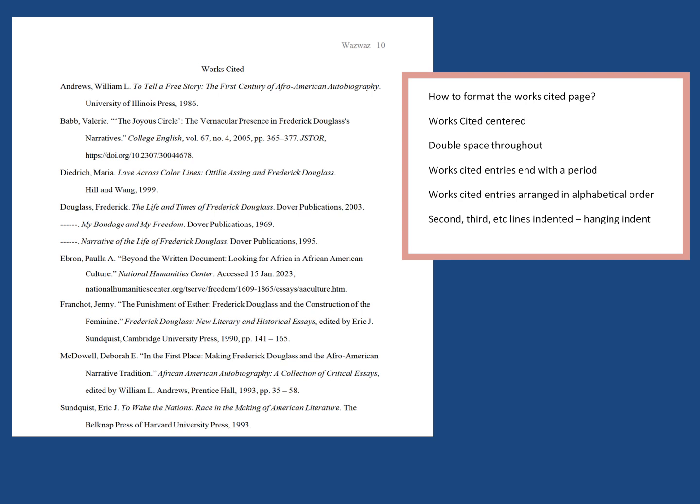The second, third, and all the remaining lines of the entries are indented. This indentation is called hanging indent.